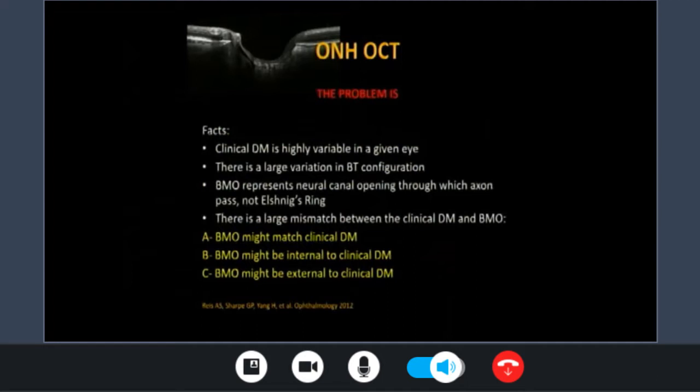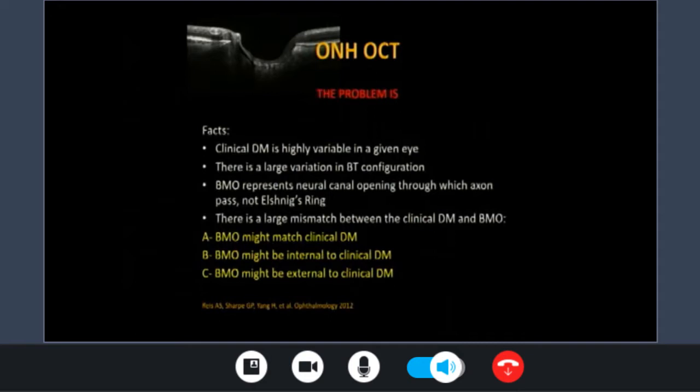Now we have several facts to go to the solution. Number one, the clinical disc margin is highly variable in a given eye or between two eyes. Number two, there is a large variation in the border tissue configuration. Number three, Bruch's membrane opening represents the neural canal opening through which axons pass, not the Elschnig ring, not the clinically detected disc margin.